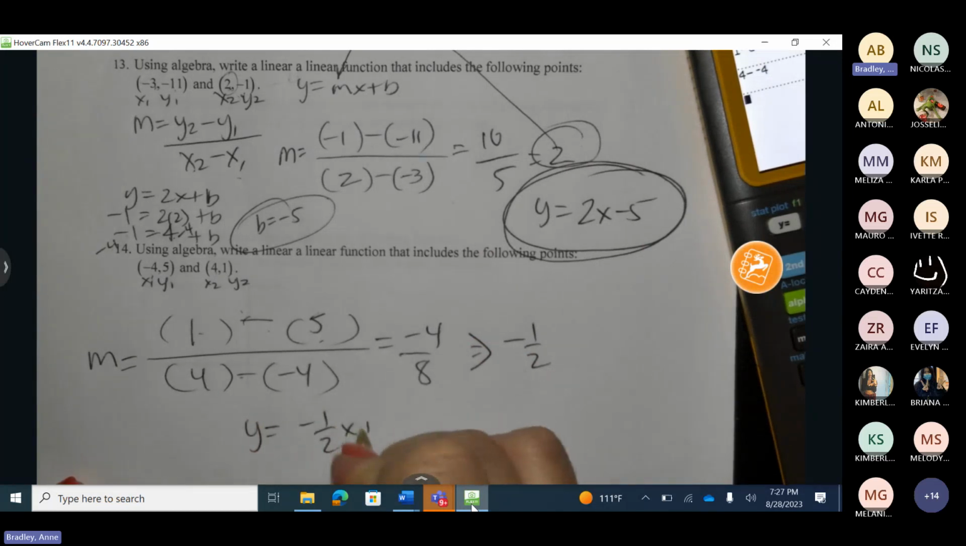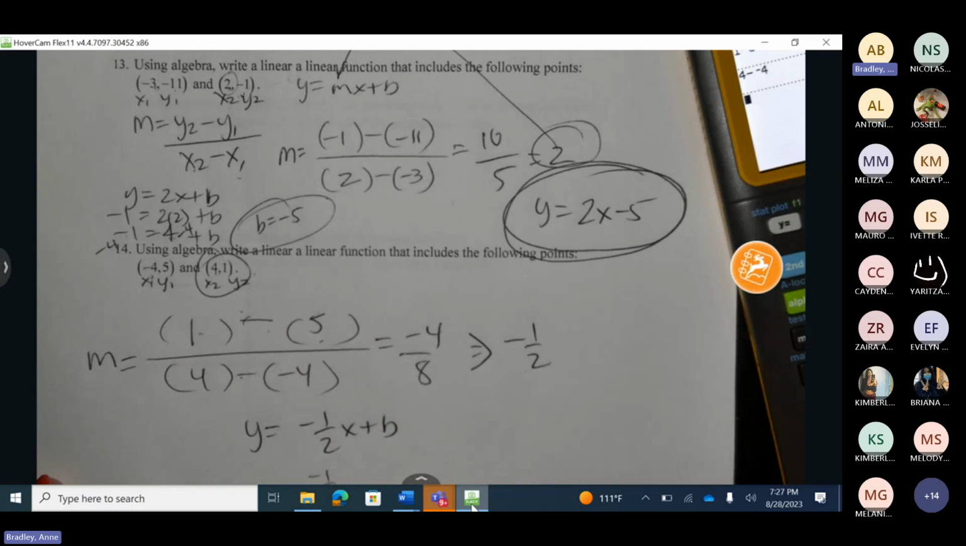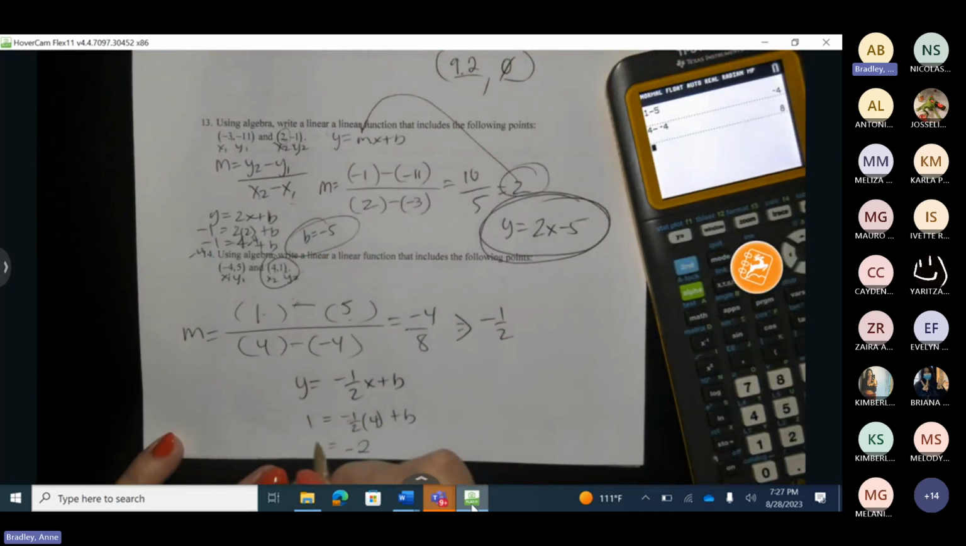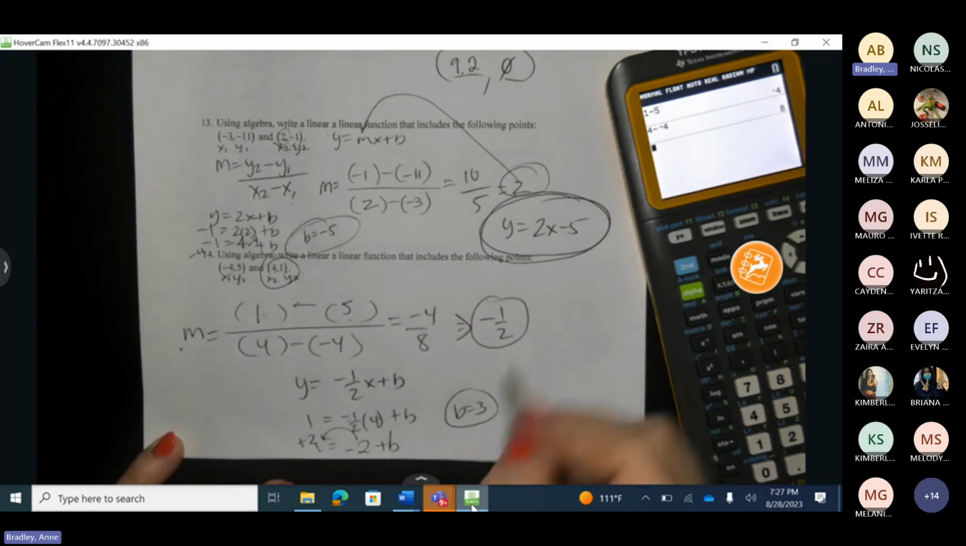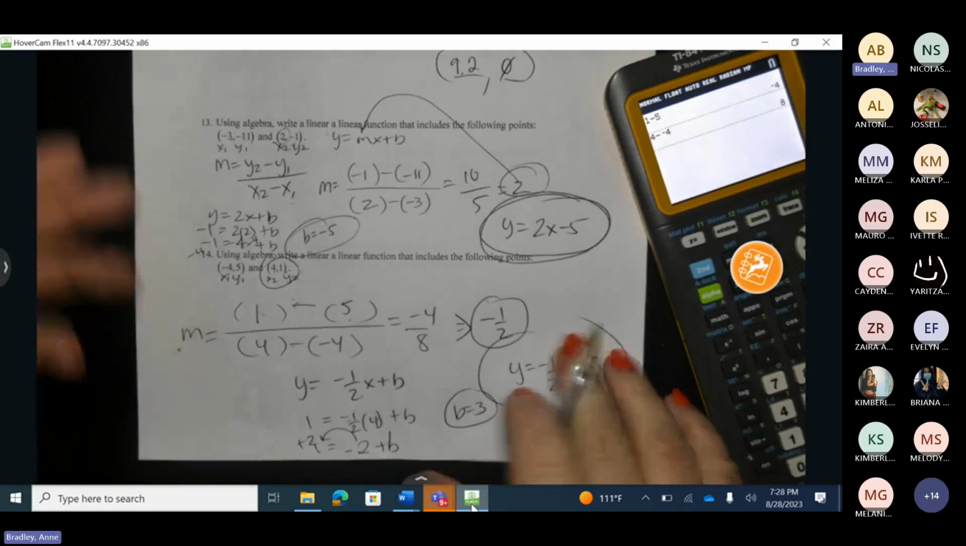Y equals -1/2 x plus b. Choose either one of these. I'm going to choose this one. It has no negatives, but you could use the first one. Here's my x and my y. Half of 4, I'll zoom this out so you can see. Half of 4 is 2, and there's a negative sign. Now, how do you isolate the b? We need to move it to the opposite side. Opposite of subtracting 2 is adding 2. 1 plus 2 is 3. So there's my m, and here's my b. Y equals -1/2 x plus 3. Moving on to the next page.